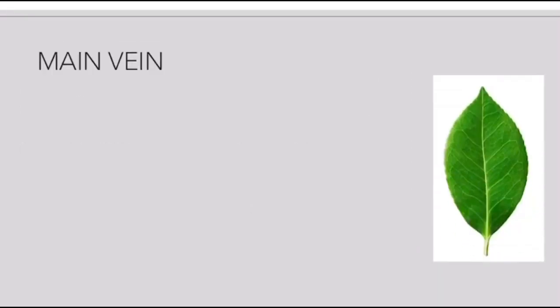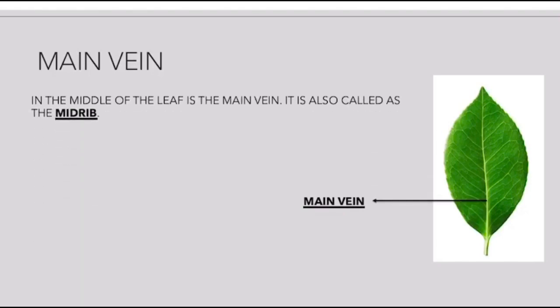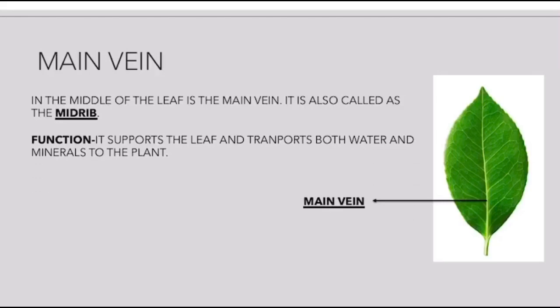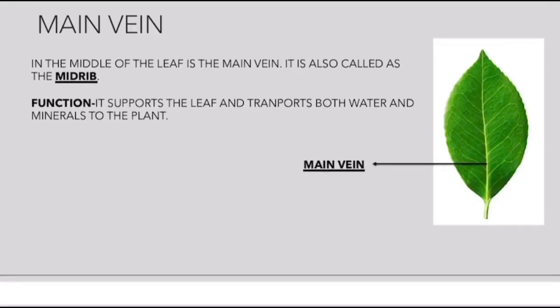Now we will see the main vein. In the picture you can see a yellow long line in the center of the leaf, and the arrow is showing that it is known as the main vein. The main vein is in the middle of the leaf, and it is also called the midrib. Now what is the function of the main vein? It supports the leaf and transports both water and minerals to the plant.